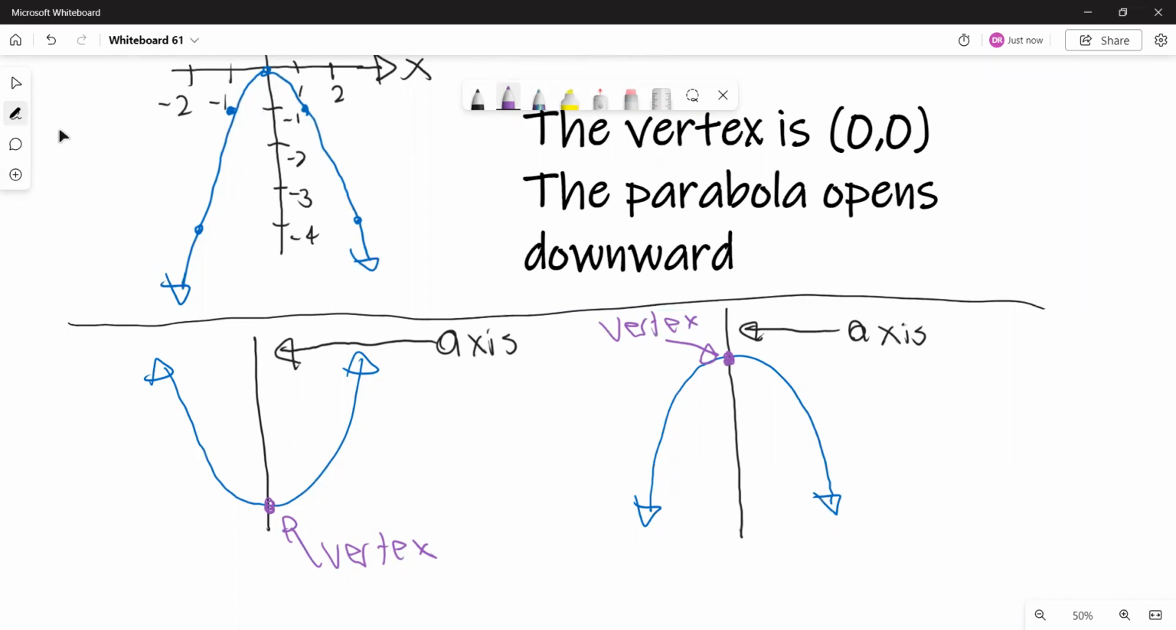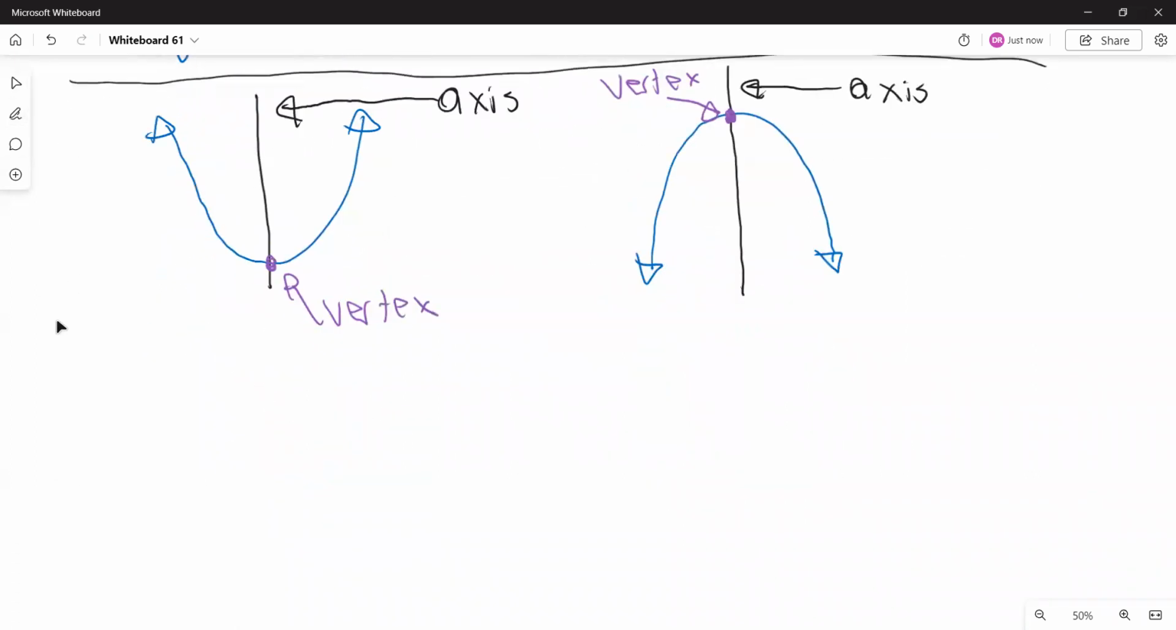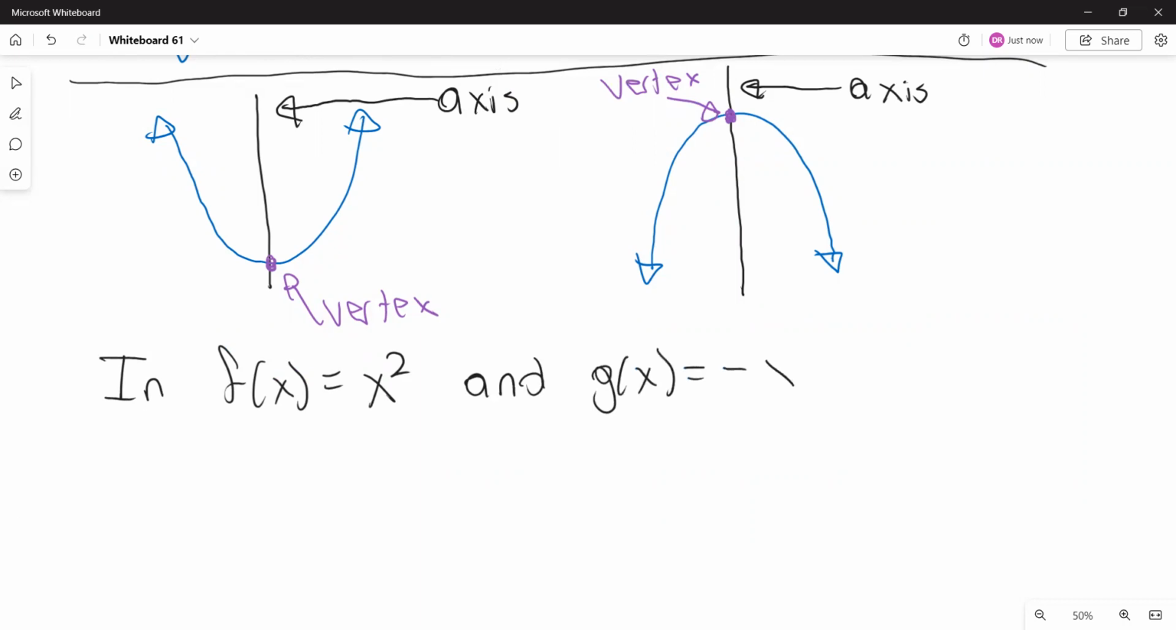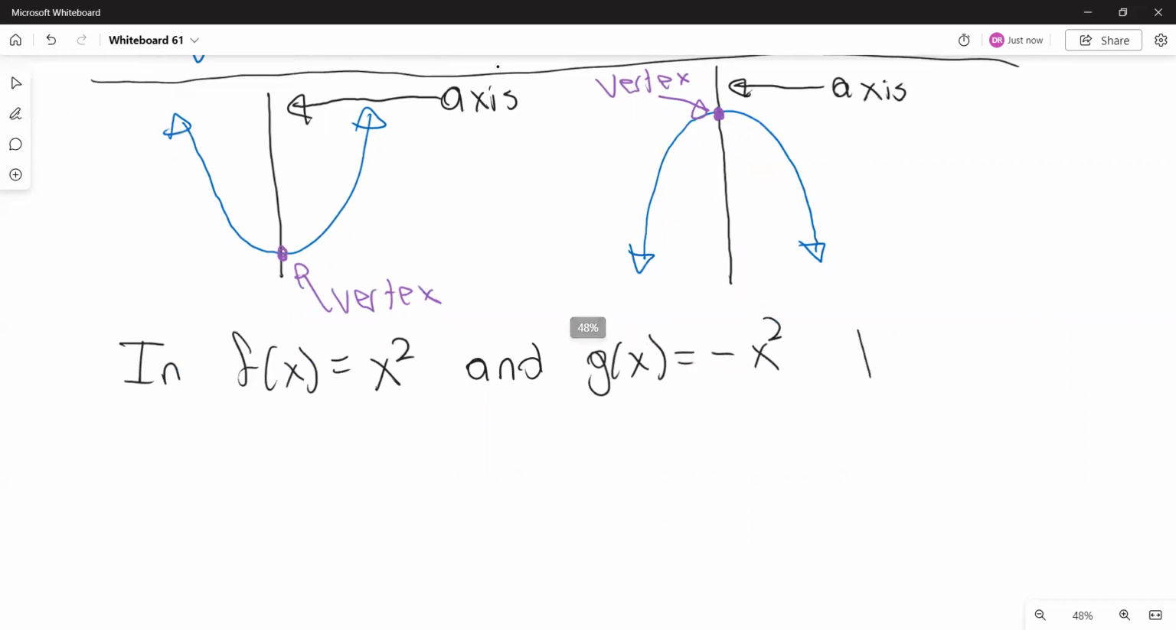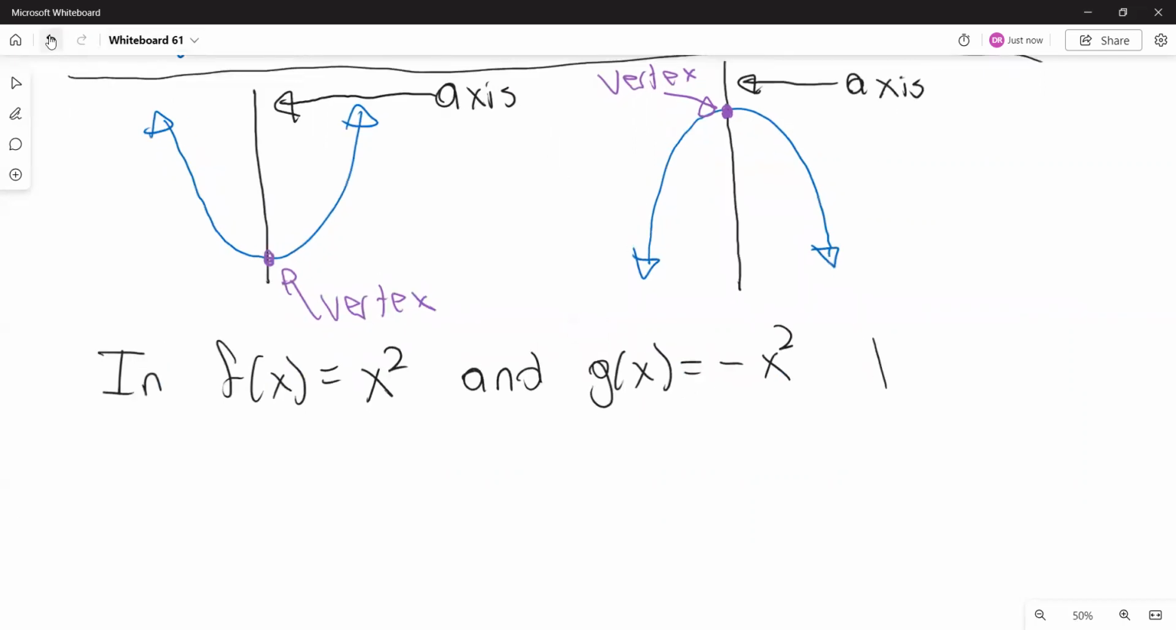So in the examples we did, f of x equals x squared and u of x equals the opposite of x squared, the vertex is at the origin, and the axis is the y-axis or x equals 0.